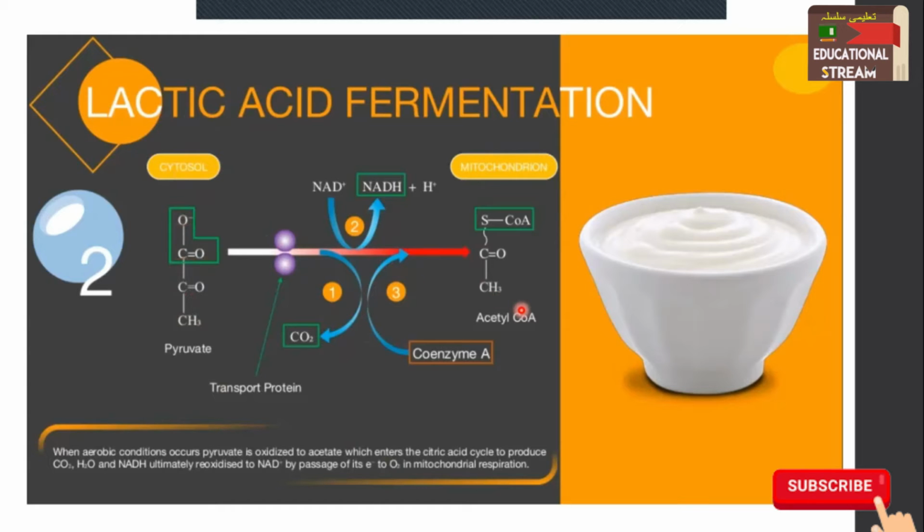Pyruvate dehydrogenase catalyzes this reaction, and this acetyl CoA will ultimately go into the mitochondria when there is oxygen, and obviously NADH is produced in this reaction. So this acetyl CoA carries the electrons toward the oxygen in mitochondrial respiration. So this is the normal process. But when there is no oxygen, what will happen?